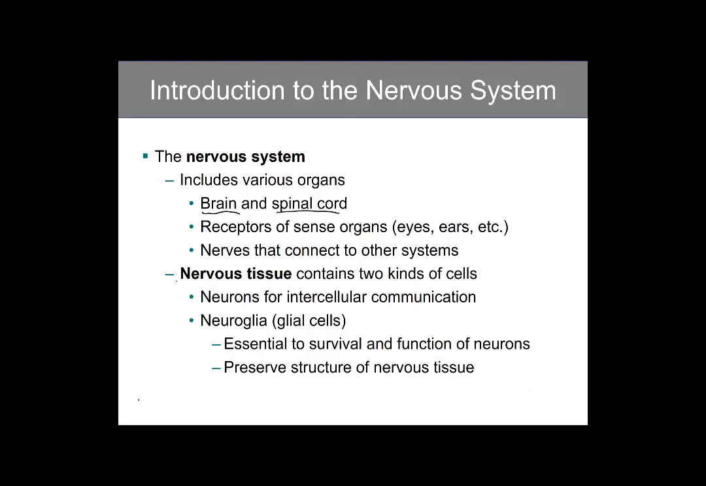When we consider nervous tissue, remember there are 4 general tissue types. We had epithelial, connective, muscle, and now nervous. There are 2 main types of cells. Neurons are utilized for intracellular communication, and the neuroglial cells, or just glial cells, assist and support neurons. So they're essential to the survival and function of the neurons, as well as preserve the structure of nervous tissues.